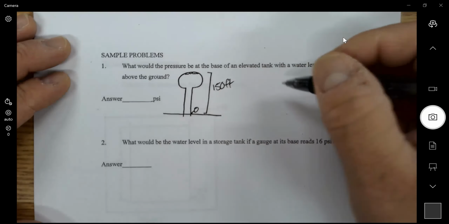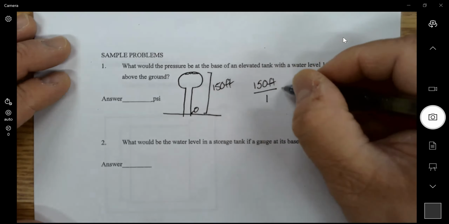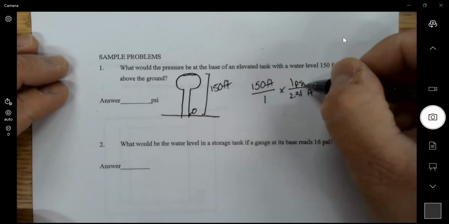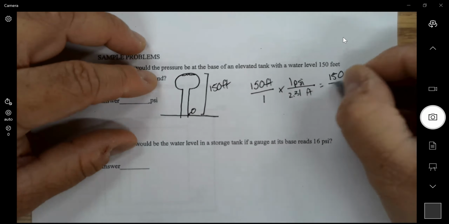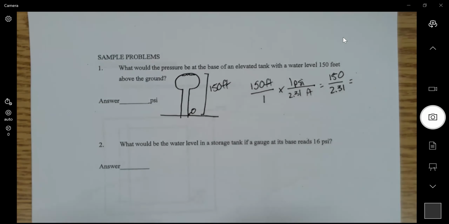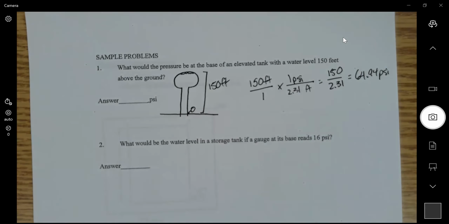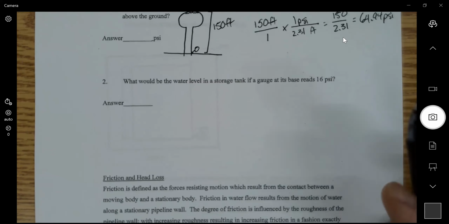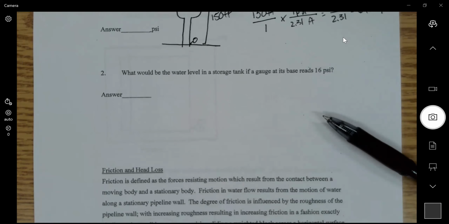Everyone goes, well, what do I start with? This is essentially a unit conversion. I'm starting with 150 feet. If feet are on top, where do feet have to be to cancel? Down here. So 2.31 feet on the bottom, 1 PSI on top. Those are the conversion factors we were just looking at. So this is 150 divided by 2.31, which will give me, let me get my calculator, 64.94 PSI. That's how you do static pressure hydraulics. I'll give you guys 2 minutes to do this one, and then we will do it together and move on.